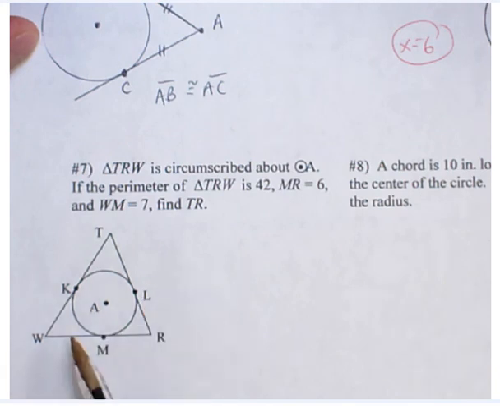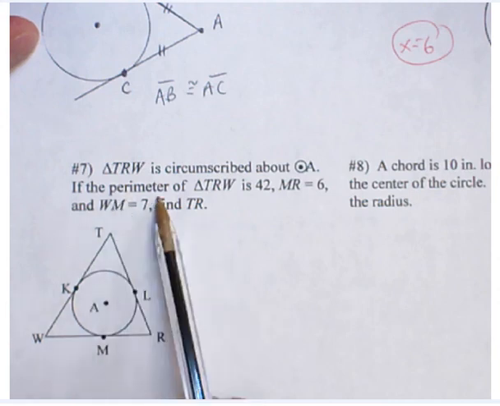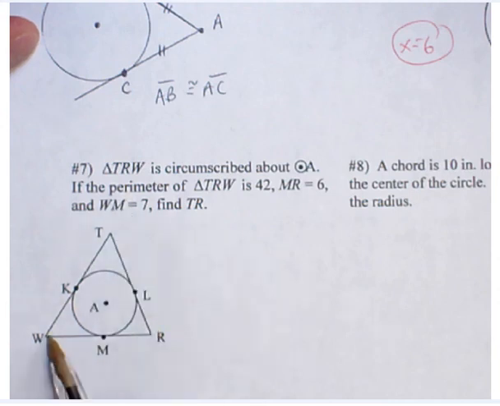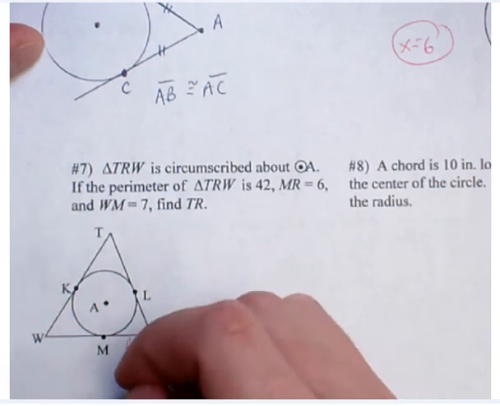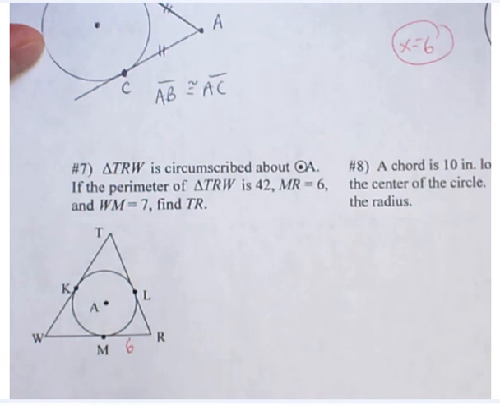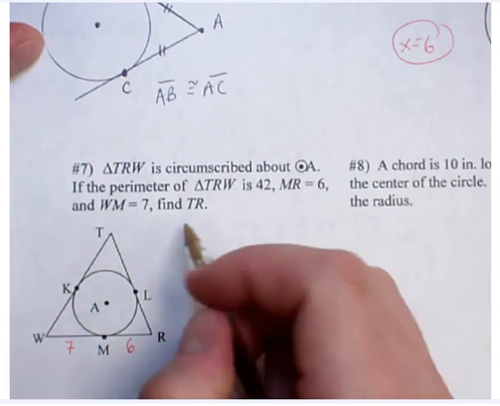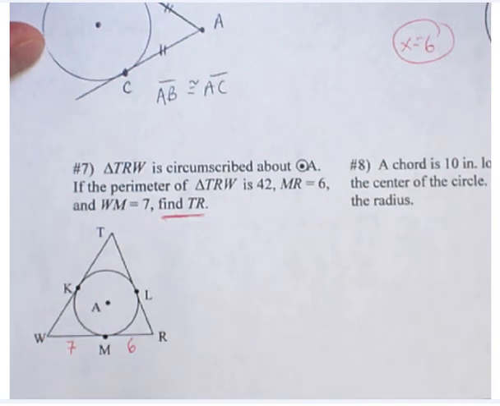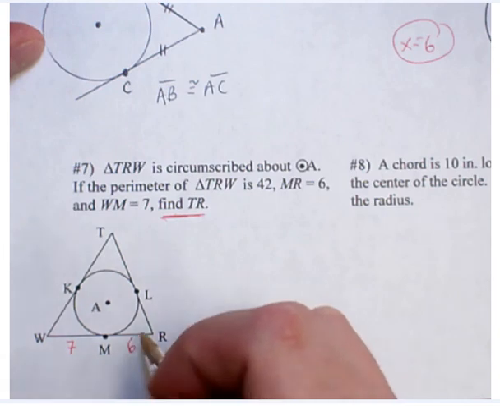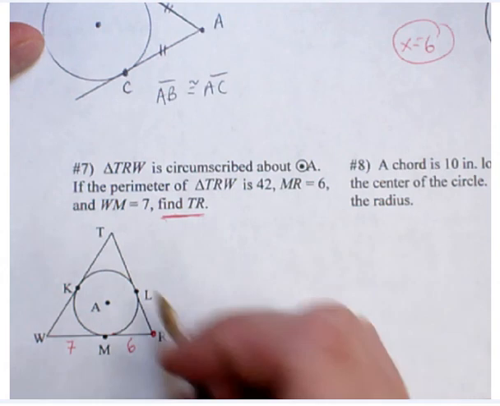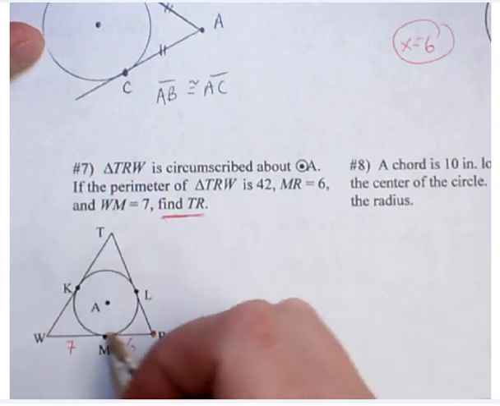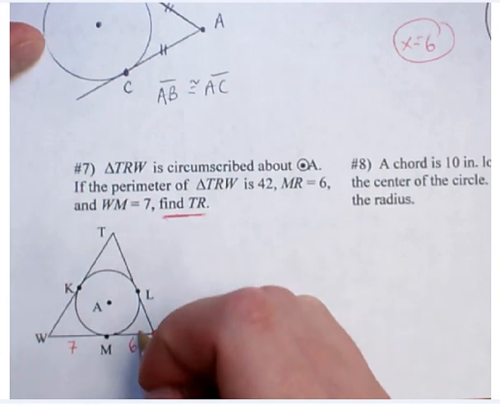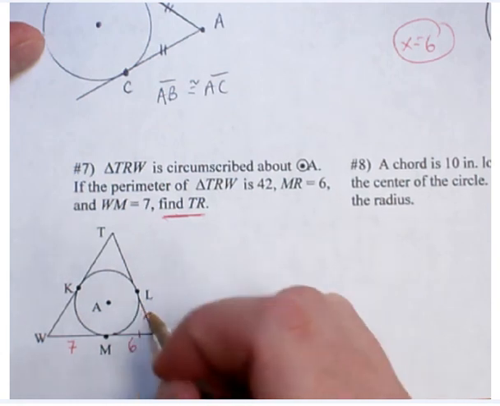Circumscribed is outside. If the perimeter of triangle TRW is 42, MR is 6, there's MR, let's label this, WM is 7, find the length of TR. We want to find the length of TR. Now, if we start with 6, that's RM. Notice that R is outside the circle. Let's assume, if this is circumscribed, then all of these are tangents. So if RM is 6, RL has to be congruent, so that's 6.